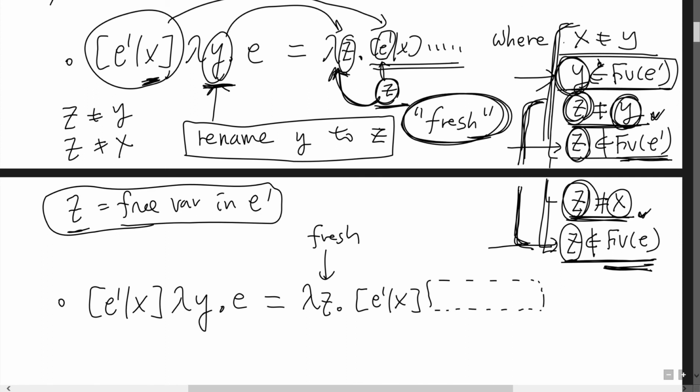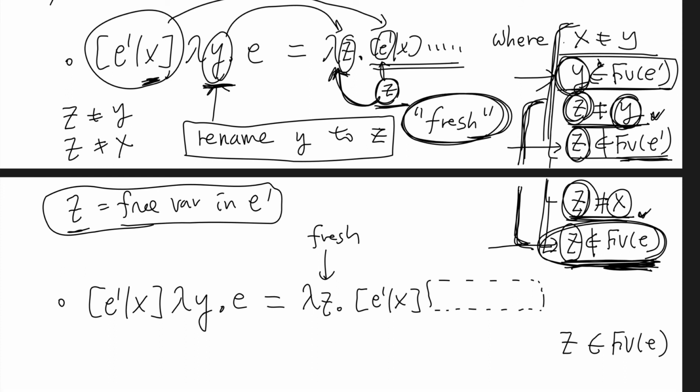So I think I needed to further elaborate on this condition. So if this condition fails, what happens? Let's say G is in the set of free variables of expression E. Then it really doesn't make sense. It's something like this one.